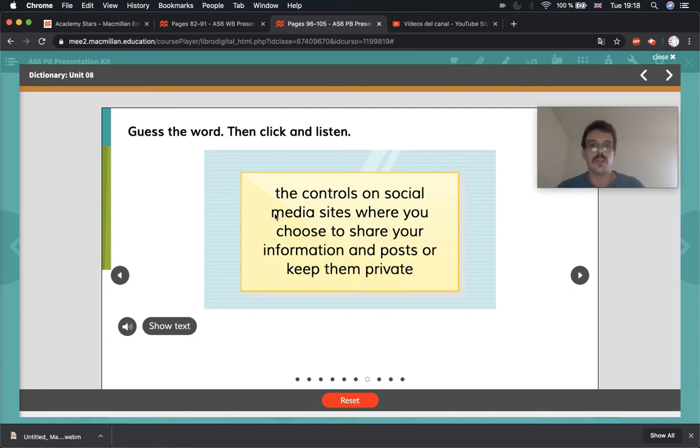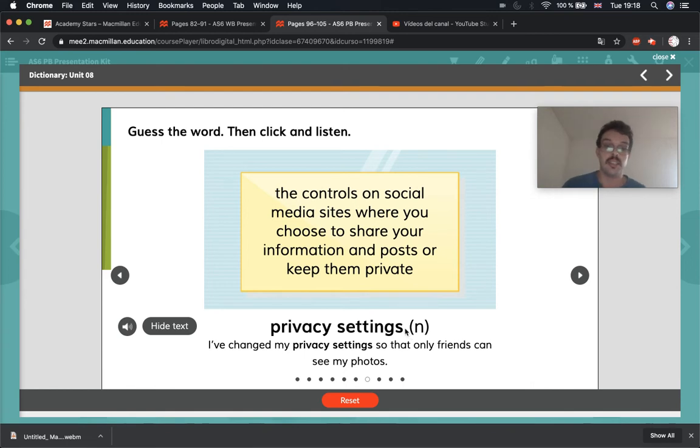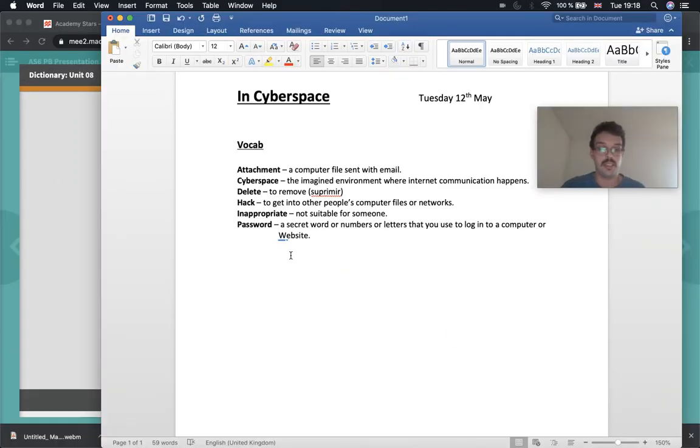Four more. Okay. The controls on social media sites where you choose to share your information and posts or keep them private. Do you remember? That's privacy settings. Okay. So that's right. Privacy settings. Now, settings are ajustes, right? In the computer. So privacy settings, ajustes de privacidad. It's when you change how you personalize your account so that you can hide information or show information.